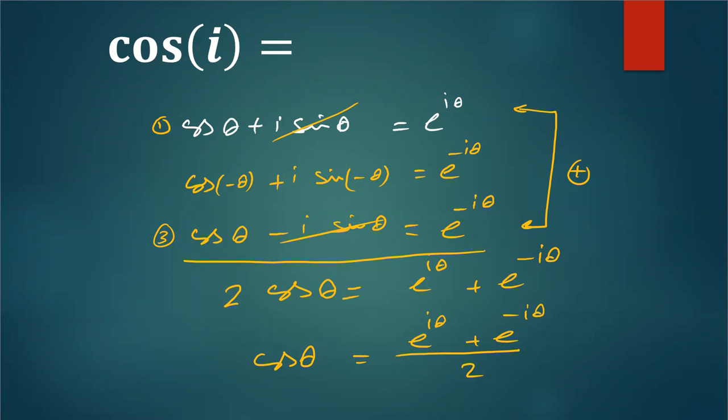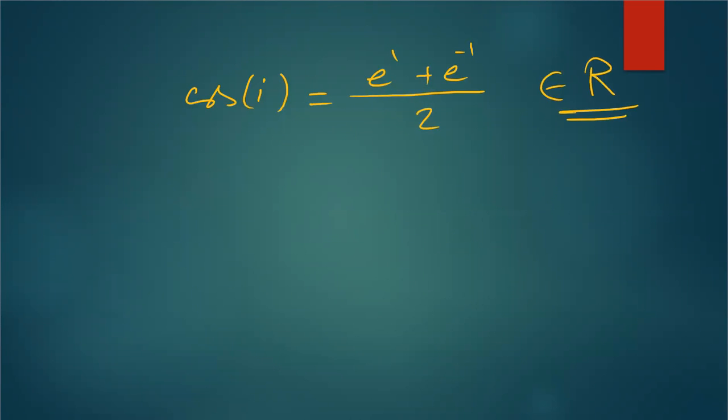In this line, if you substitute the angle theta with i, the power here will become i times i, which is negative 1. The power here becomes negative i times i, which will be positive 1. So cosine theta, when theta equals i, should be e to the power 1 plus e to the power negative 1, all over 2. This is, guess what, a real number.